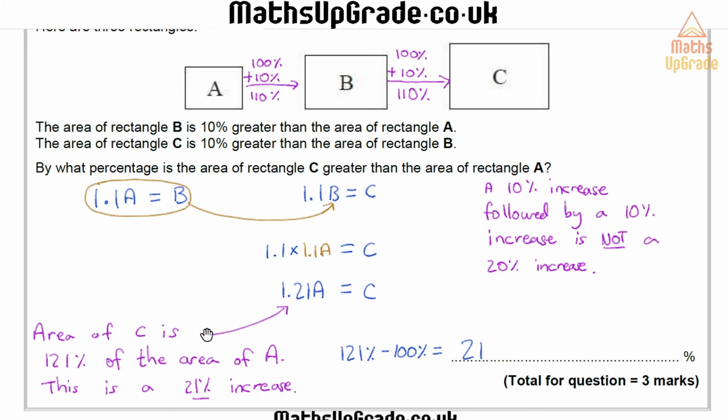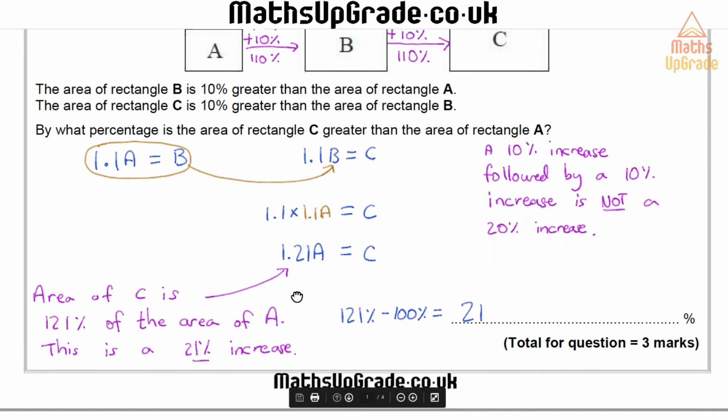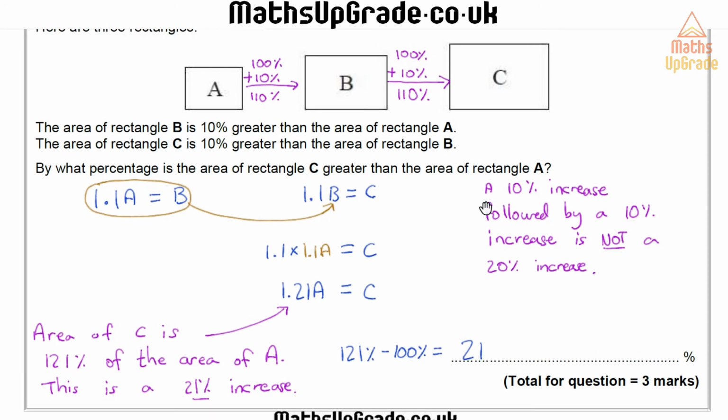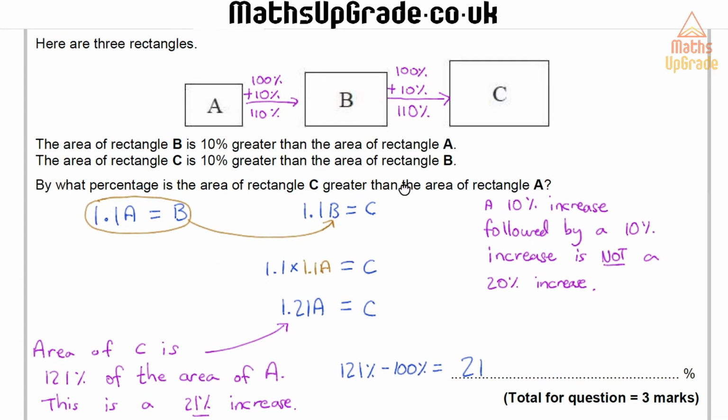So it's shown here the area of C is 121% the area of A. This represents a 21% increase due to that multiplier. So there's a 21% increase there. Just a note, remember a 10% increase followed by another 10% increase is not a 20% increase. Okay, so this rectangle here isn't just 20% greater than A, and we've actually proven it here with the maths. So this whole question here is worth 3 marks.